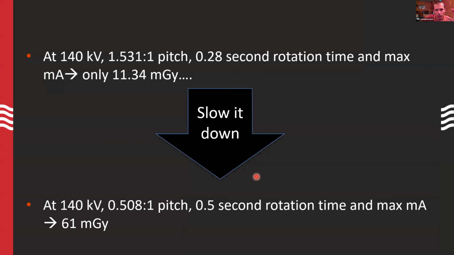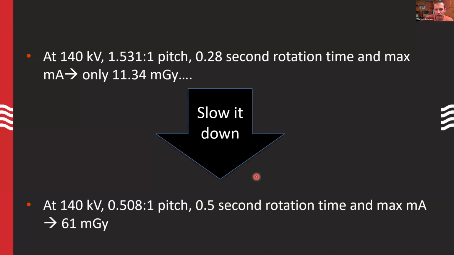Now, for that, even at 140 kV for that bariatric patient, if I tried to image that patient very fast at a very high pitch, say 1.5, and a pretty fast rotation time like 0.28, we might only have a maximum dose possible of 11 milligray. And that would be using the maximum mA that scanner has. And the reason is because we're scanning just too fast. We can't pump enough photons into the patient when we're scanning at that fast speed.